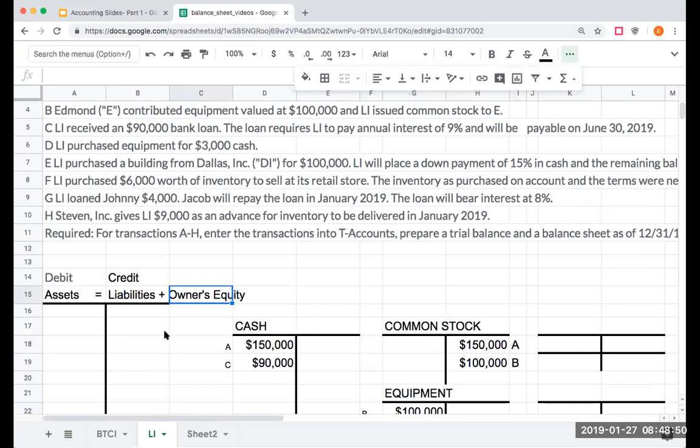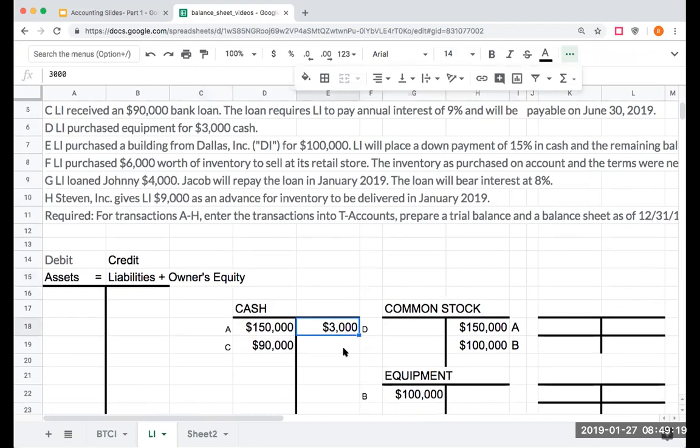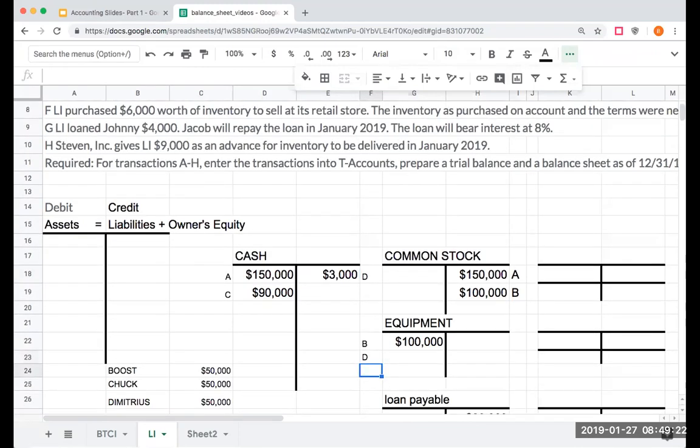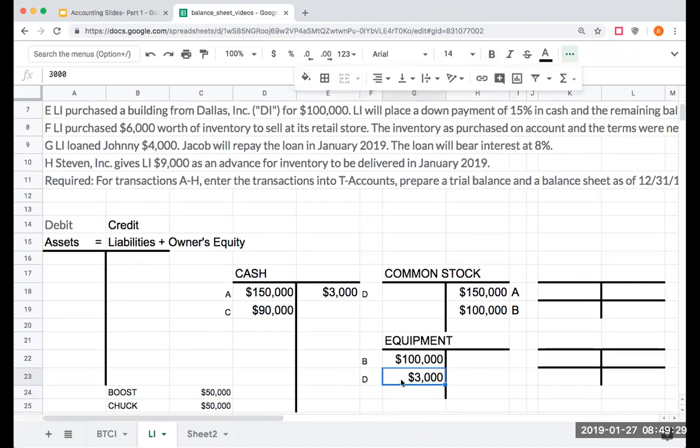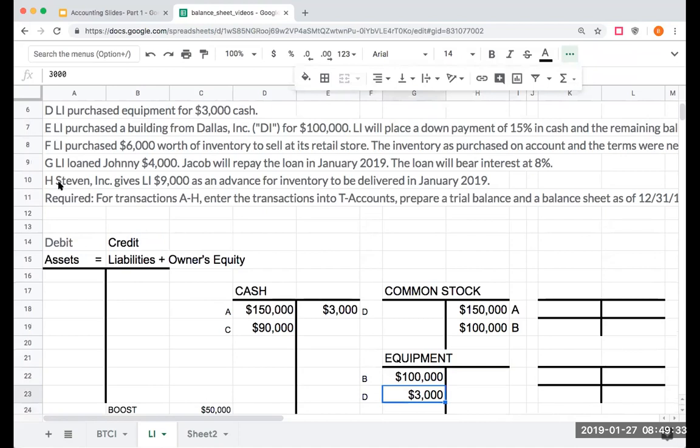Okay. My next one here is I purchased equipment for $3,000 cash. So what's happening here? Well, I received equipment for $3,000 and I did it by paying cash. Now for LI, cash is going down. So here, I'm going to show a credit for letter D for $3,000. For every credit, I need a debit. In this case right here, they received equipment for $3,000. Okay. So does it make sense that I'm debiting equipment? Yes, equipment is an asset. I'm receiving equipment, I purchased it, so I'm going to be debiting that here as an asset.